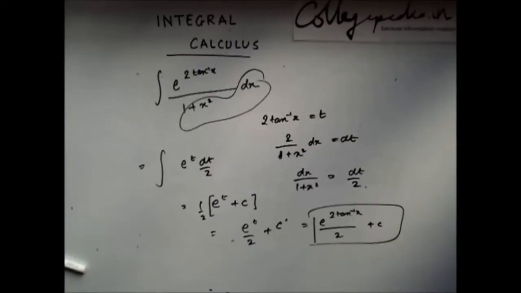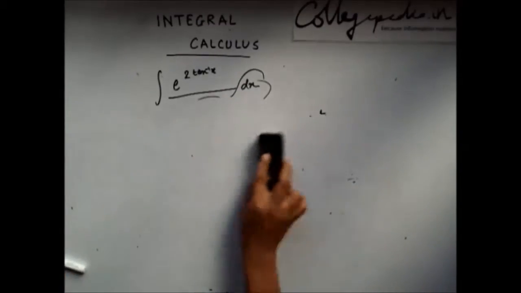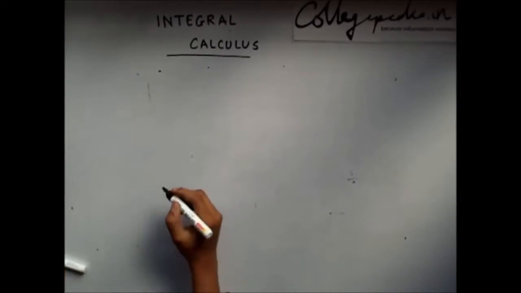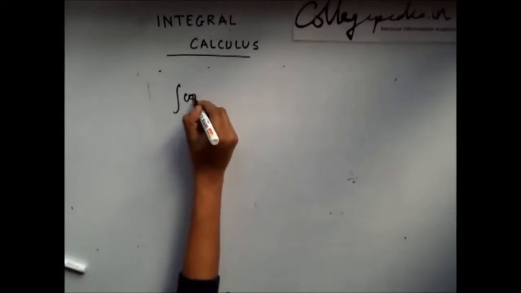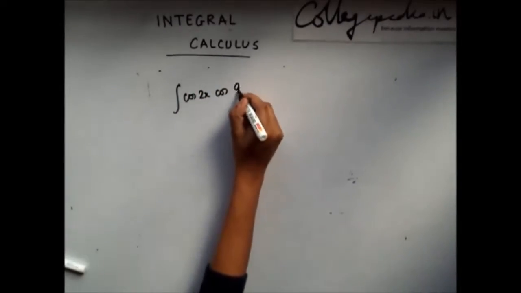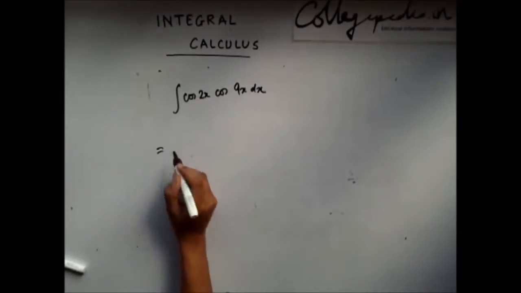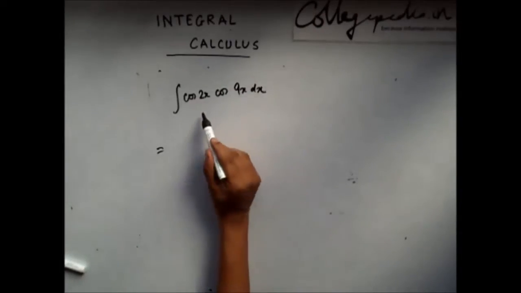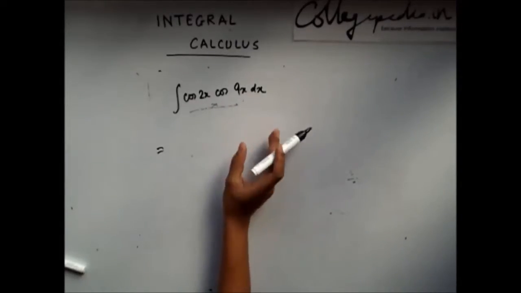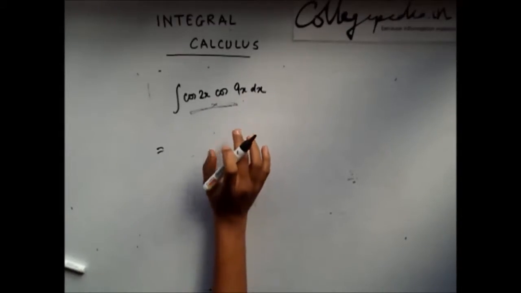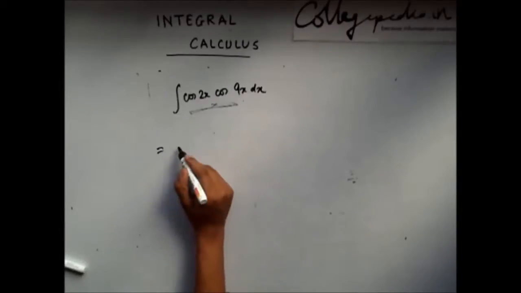One last question. The question is to integrate cos 2x cos 9x dx. Now, a simple rule of thumb can be, when you are asked to integrate a function which is a product of two trigonometric functions like cos cos, cos sine, sine sine, try to convert this multiplication into summation. If I convert this, what will happen?